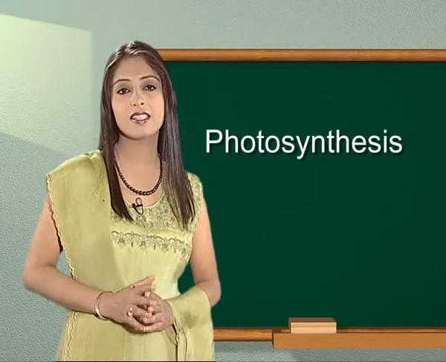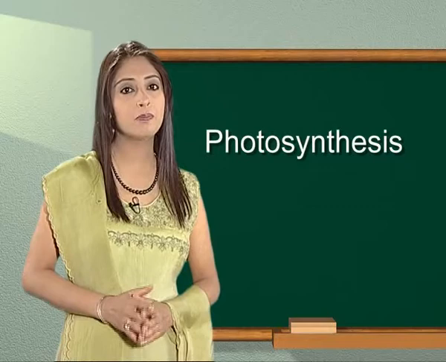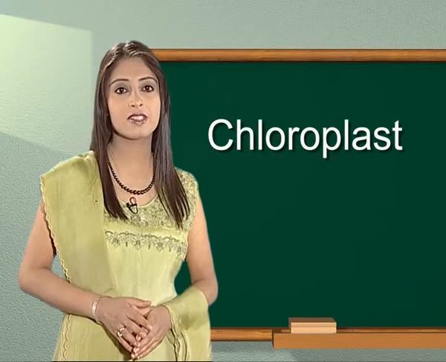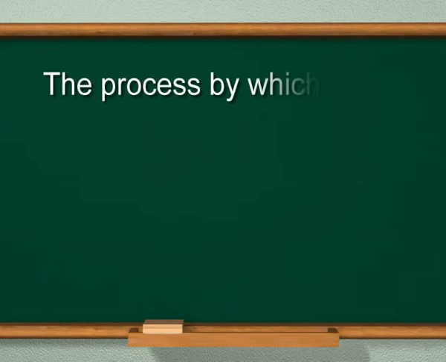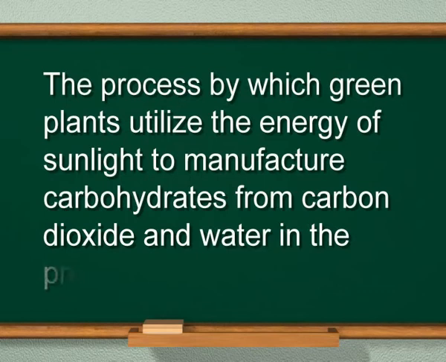Photosynthesis occurs only in the green parts of the plant. Leaves are the photosynthetic organs in plants, and chloroplast is a more localized unit in the leaves. Photosynthesis can be defined as the process by which green plants utilize the energy of sunlight to manufacture carbohydrates from carbon dioxide and water in the presence of chlorophyll.